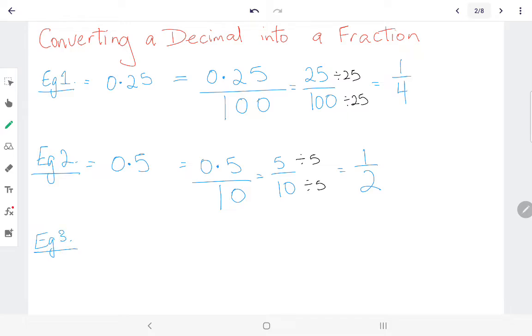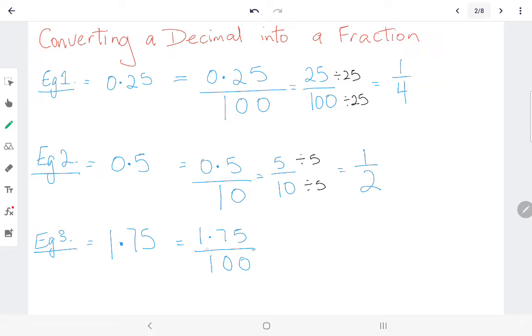Example number 3. If they gave you 1.75, so this time we have a 1 in front of the decimal. First we'll draw a vinculum. Where the decimal point is, underneath we'll put a 1, and for all the numbers on the right hand side we'll replace it with zeros.